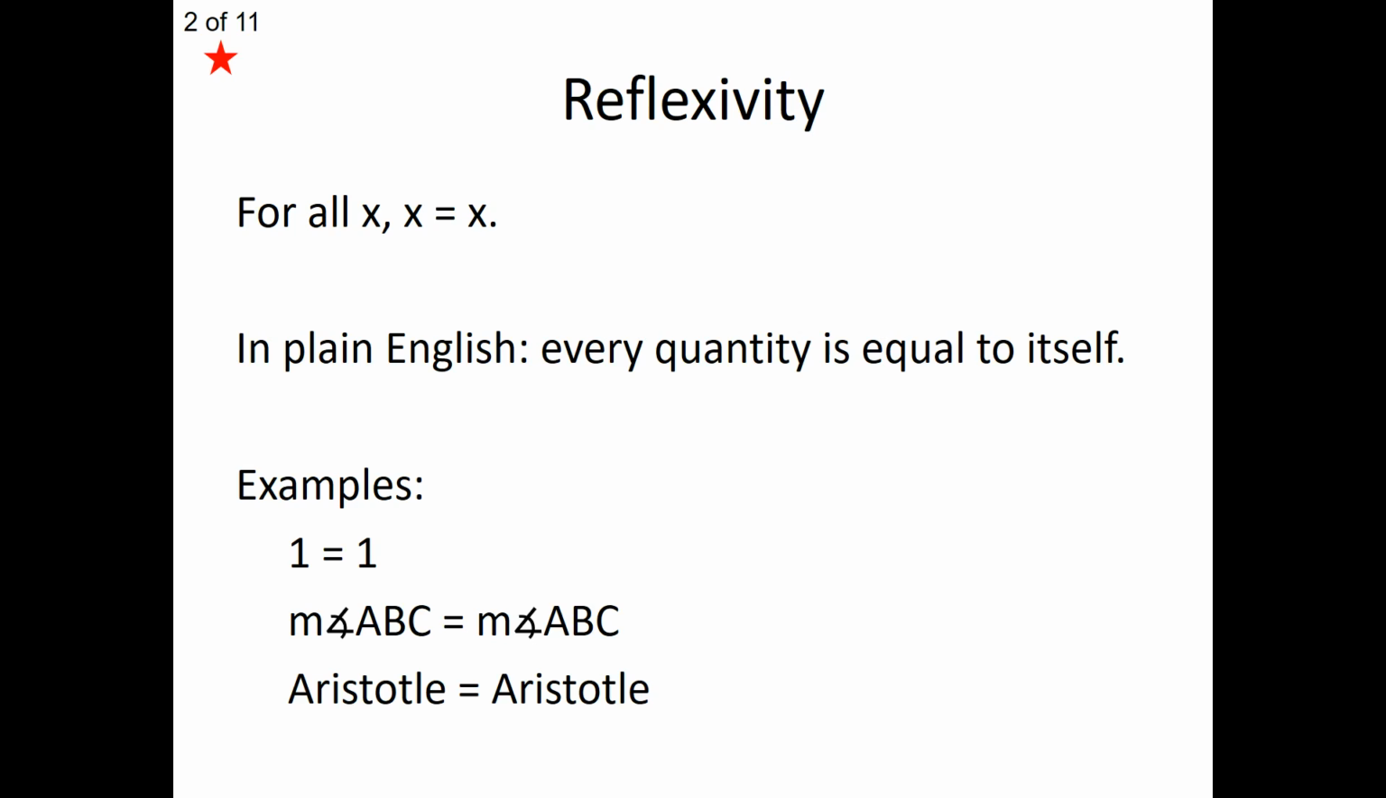So the very first one we encounter just simply says that for all x, x is equal to x. In plain English, we're really saying that every quantity is equal to itself. So examples: 1 is equal to 1, the measure of angle ABC is equal to the measure of angle ABC, Aristotle is equal to Aristotle. So if I want to declare, let's say, a segment measure equal to itself, I can justify that, and it really is obvious, right? It's one of those basic facts that I can just justify using the reflexivity property of equality.